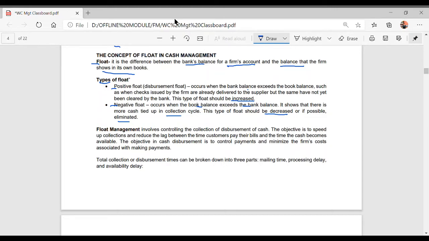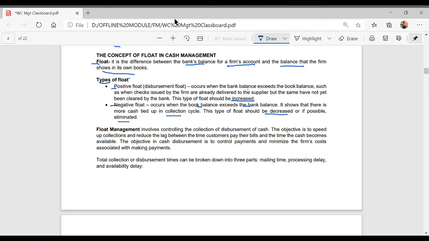So, kani daw, kung ang book balance mas dako kaysa sa bank balance, so it means that may kwarta nga wala pa naabot sa bangko or na-tied up, wala pa nakolekta ang money, na-caught up pa siya dito sa collection cycle. Wala pa siya nato na fully collected. Okay? Kaya wala pa po siya naabot dito sa ato ang bangko. And in terms of the type of float, so mas better ang positive float wherein there is a disbursement float wherein the bank balance exceeds our book balance.